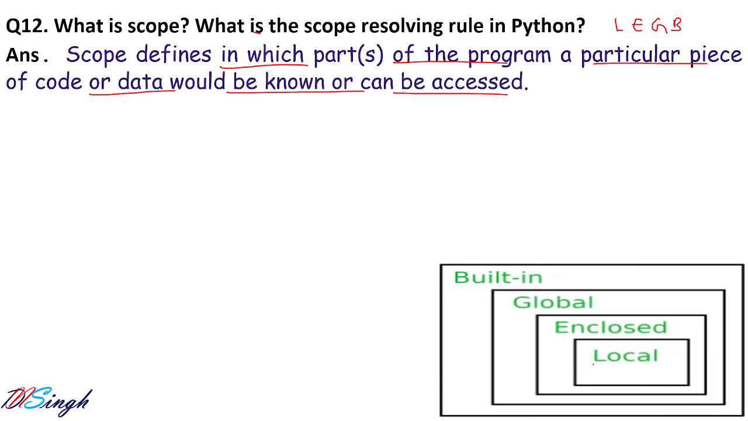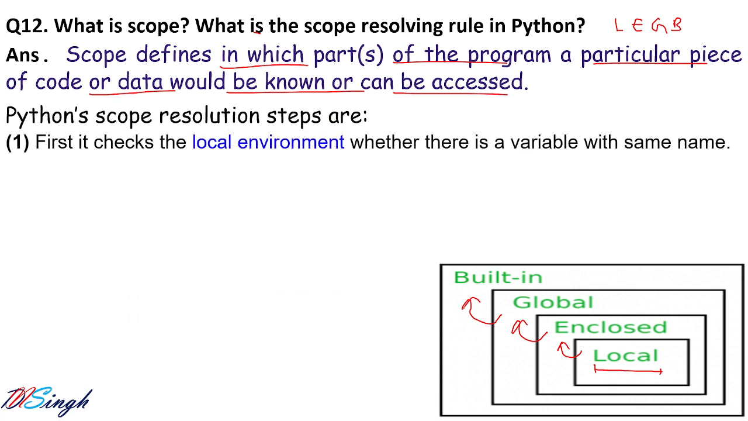So the rule is, first Python will search for any name inside the local scope, for the value of that name. If it is not available, go for the enclosing scope. If it is not available, go for global. If it is not available, go for built-in scope. If it is not available in built-in also, produce an error saying not defined.